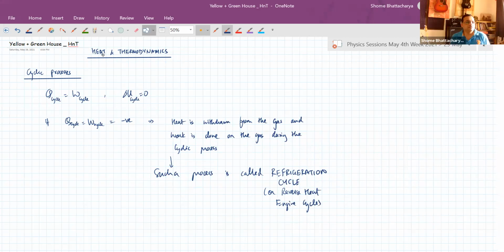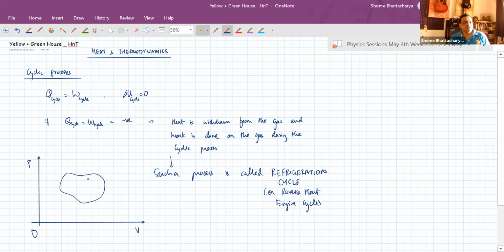So this type of a process on the PV space, as we've discussed earlier, will look like an anti-clockwise loop, because Q net is negative and net work done during the cycle is negative. So any loop which runs anti-clockwise in the PV space is an example of this. So net heat is withdrawn from the gas and work is done on the gas. That is why it is called a refrigeration cycle, because heat is extracted and work is done on the system.